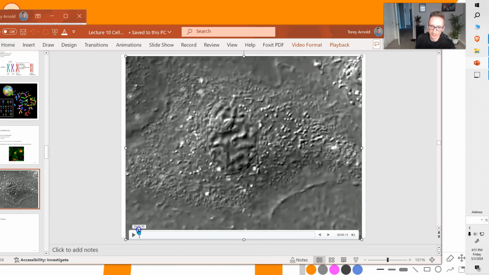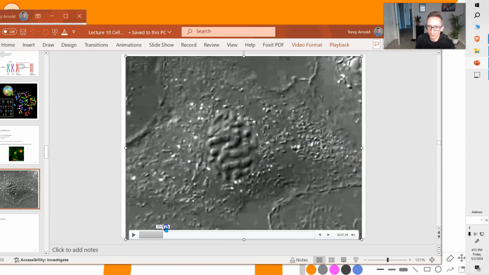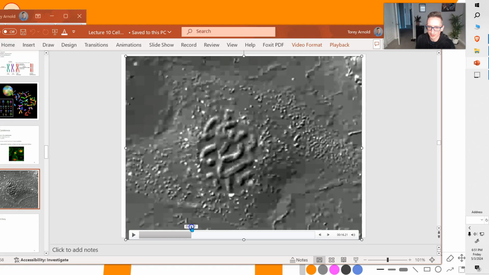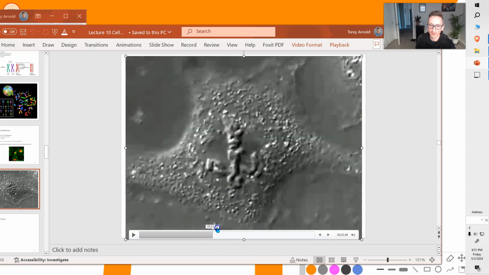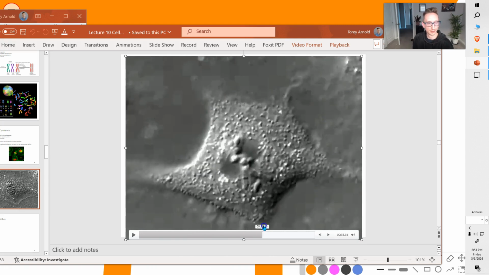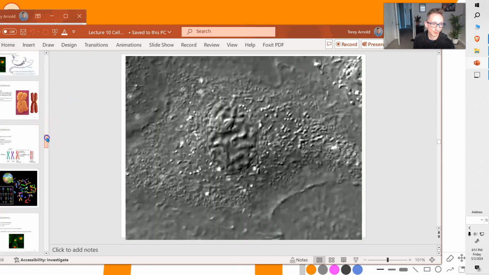So you can see how the DNA is kind of packed, but then it gets really tightly packed. And you can really see those chromosomes. It's really cool. Okay, that's one video I wanted to show.